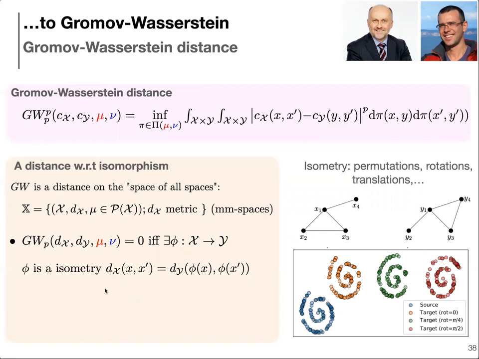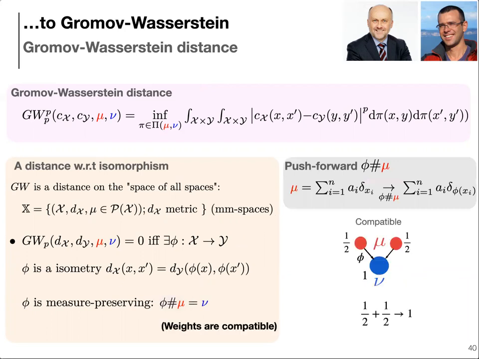And so what we can say more formally is that if X is called a metric measure space, an MM space, it means that the distance between the two distributions mu and nu would be null if and only if there exists a transformation from X to Y which is preserving the distances through the operation. So it's clearly invariant with respect to the set of isometries. I will skip those details.